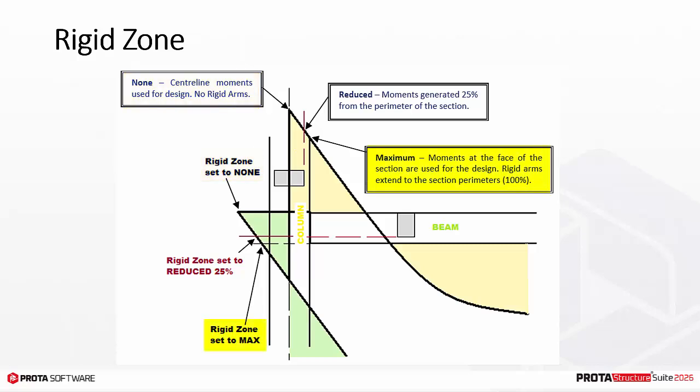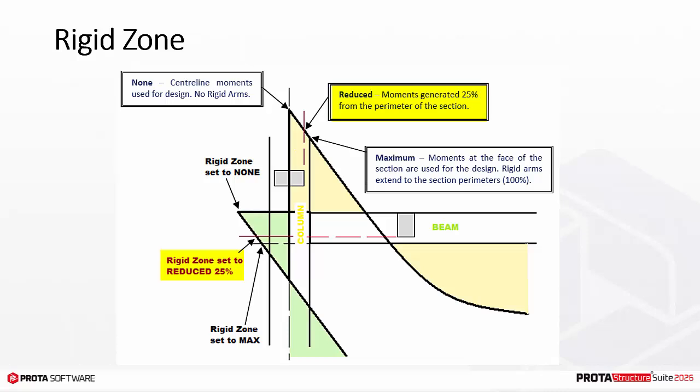Rigid zone equals maximum. When the full rigid zones option is requested, the analysis program still calculates the results at nodes of member ends, but returned forces or moments are those transformed to the rigid zone ends, which is at the member faces.